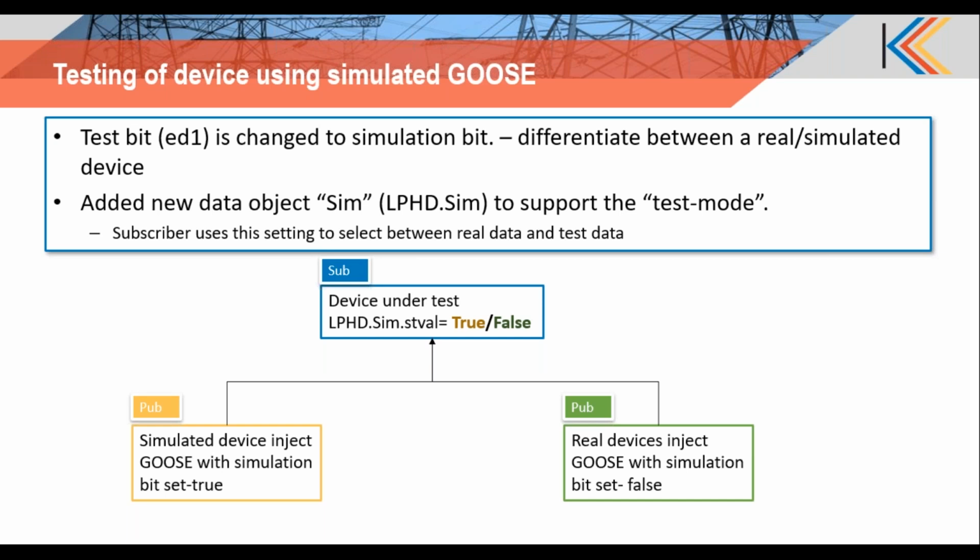And once the LPHD sim STR is set to true, then the device knows that it's in test mode, and it will not respond to any of the real device Goose messages. Instead, it will continue to work on the simulated information, and it will do the operation, but it will never energize any of the output relays. So in this way, you can completely test your functionality or the modified functionality in your device by using the simulated Goose message. This is something you have to take care of when you are completing your implementation.